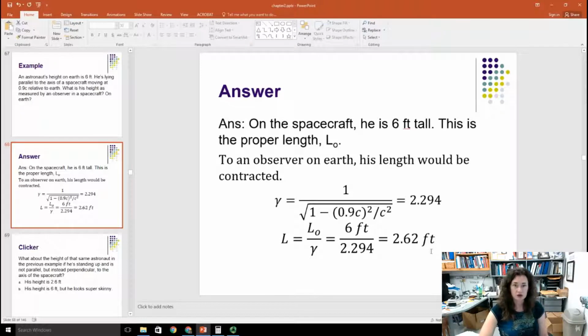So to an observer on Earth, the astronaut would appear shorter, but he would be the same width as he would be here on Earth, so he would be shorter and much more compact. Okay?